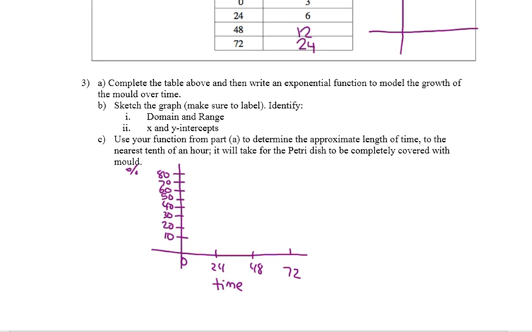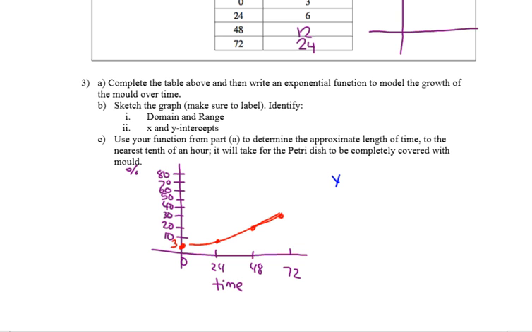So at 0, we are at what percent? 3, right? So down there, this is 3. 24 hours, we're at 6%. 48, we're at 12%. And 72, we're at 24%. That's an exponential growth. Okay, 24. It is an exponential growth.